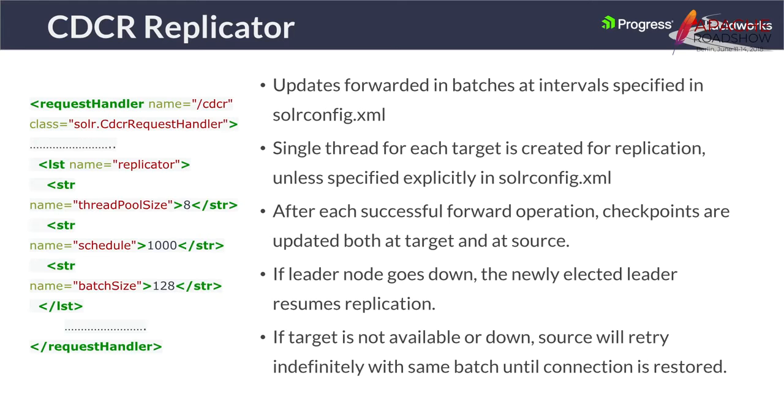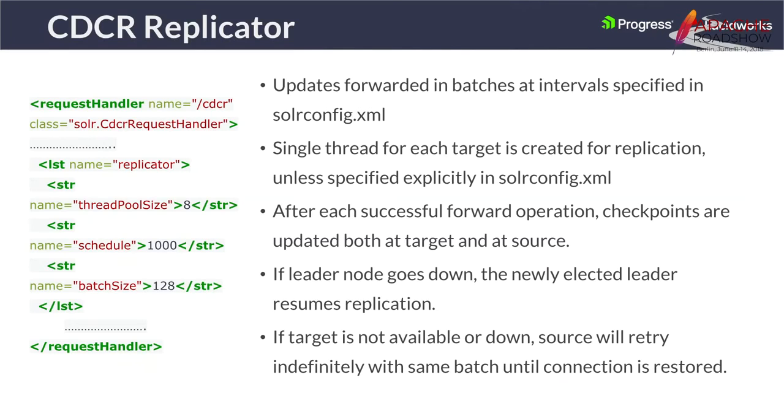After each successful operation, the checkpoint is updated at the target and propagated back to the source so that they can be synchronized. And if a leader goes down, the newly elected leader will come up and will start the replication from itself. And if a target is not available or is down for a significant amount of time, the replicator will try to forward the same batch again and again indefinitely until the connection is restored. At this point, what you really need to do is stop the CDCR process and do a basic diagnosis at your respective targets.